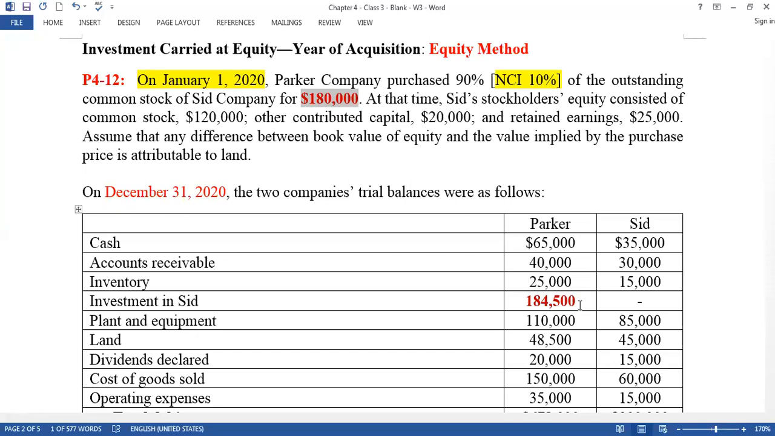Can you remember the equity method? According to the equity method, we adjust our net income from subsidiary, net loss from subsidiary, and dividend from subsidiary with only one account, and this is the investment account. So that's why we have a different investment here. These two numbers are different, but we have to convert it. We have to convert the 184,500 to our initial investment.